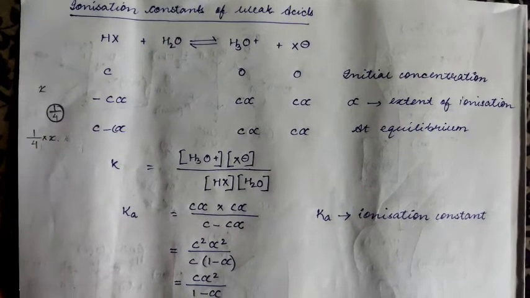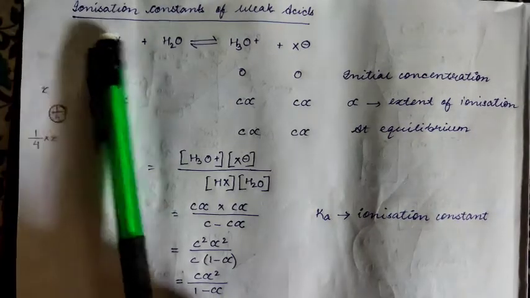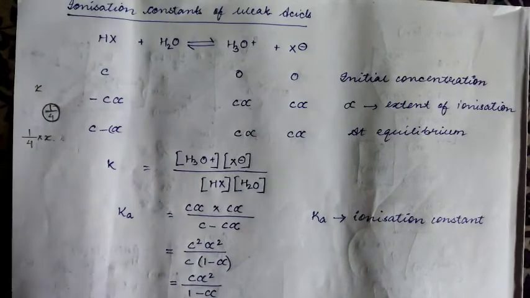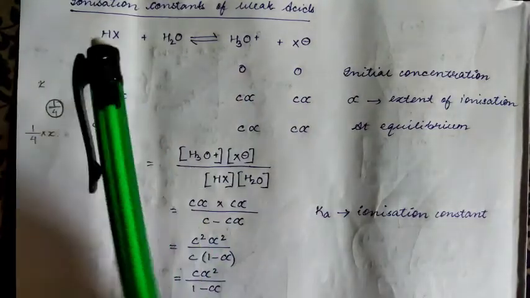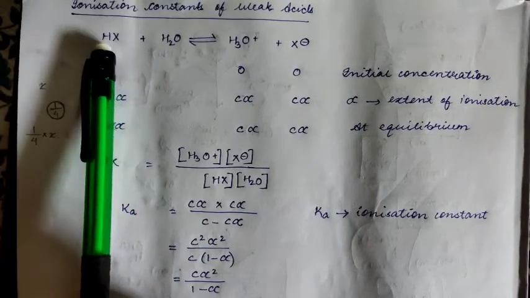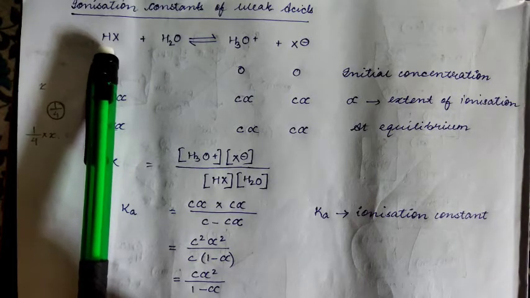Today we are here for another session of equilibrium. Today we will discuss ionization constants of weak acids and ionization constants of weak bases. So first let us see weak acids. For that we have to consider an acid HX. Here H means the proton and X is the negative part.